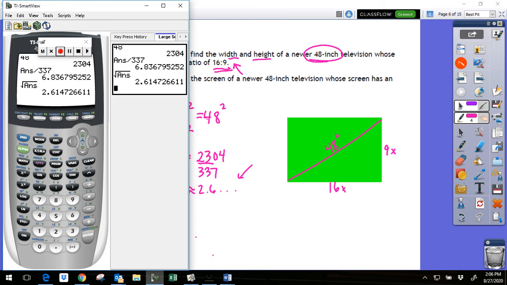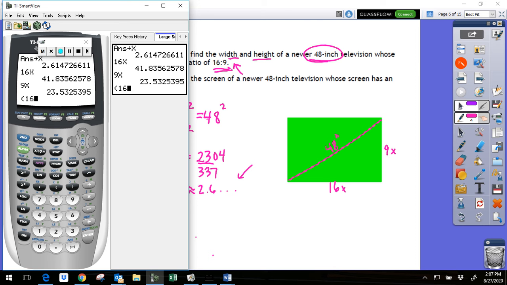If that 2.6 is your last number, I'm going to store that as x. What I can find then is what the width is, 16x, what the height is, 9x, and if I wanted to find the area, I can have the calculator do that all at once. And what I'm not doing here is rounding. So the area is 984.5 square inches.